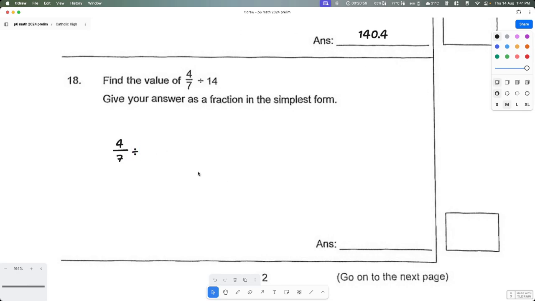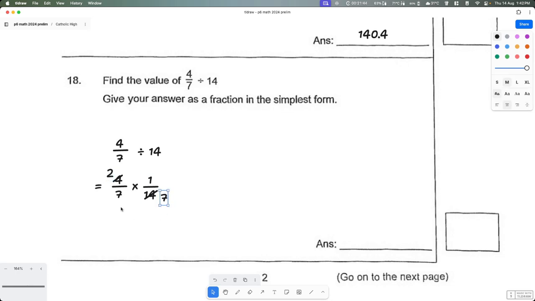When you divide by a whole number like 14, what do you think the first step is? For 4 over 7, instead of divide, you multiply, and you flip the 14. So instead of 14, this will be 1 over 14. Then you can cancel. 4 and 14, if you divide them by 2, become 2 and 7.